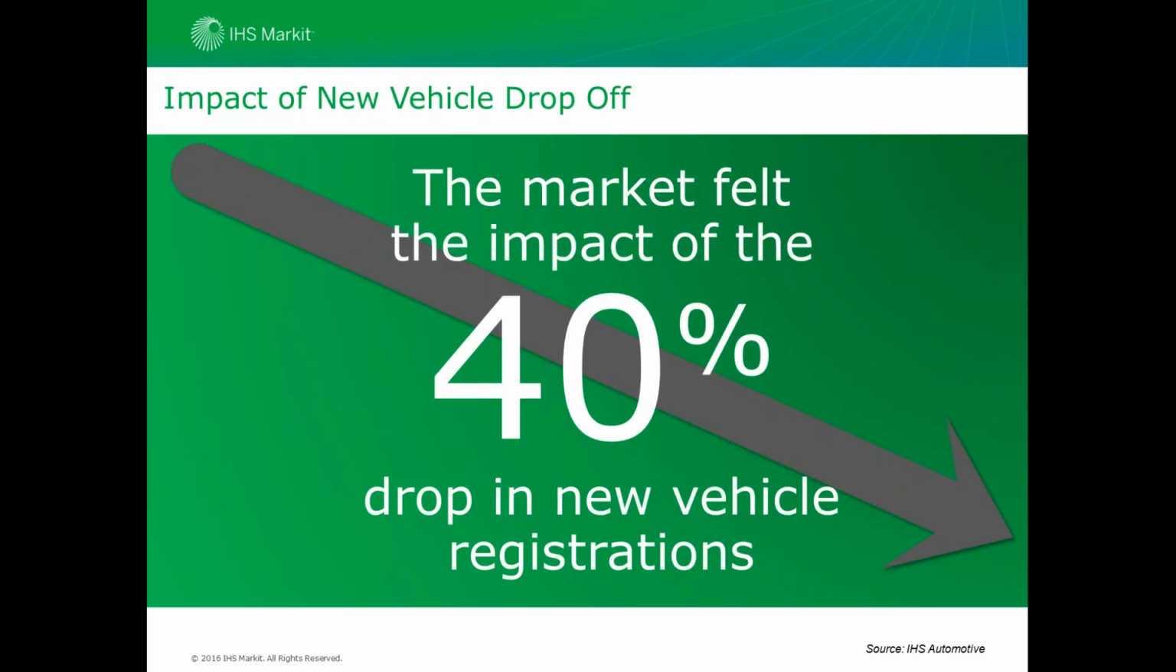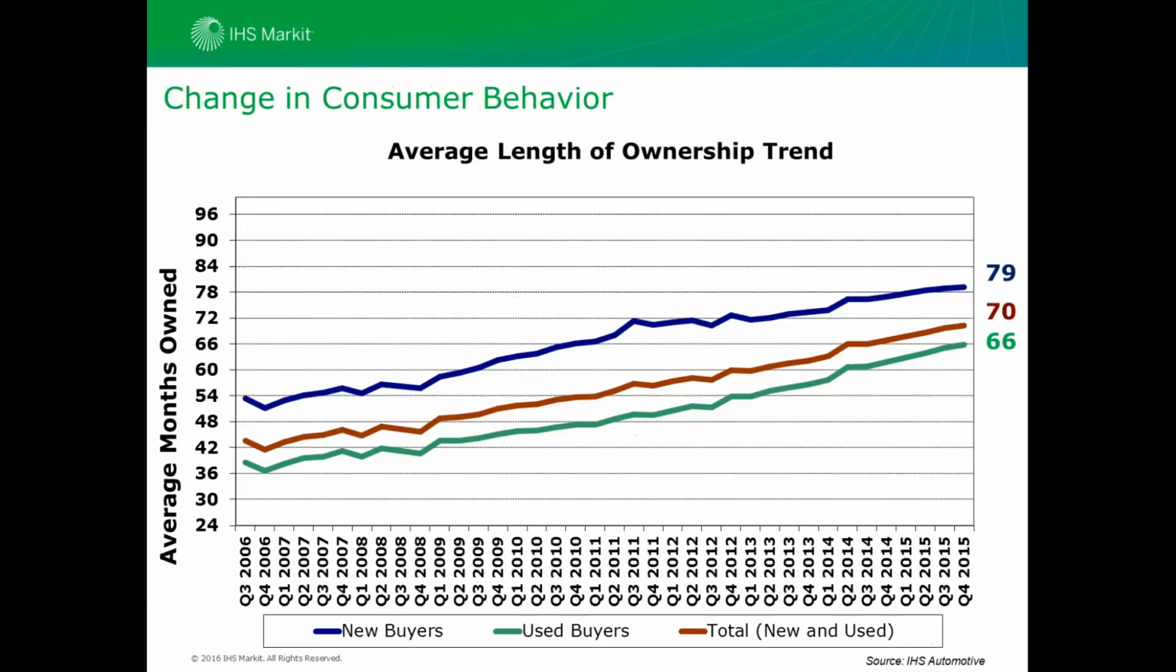Fewer light vehicle sales, people hanging on to their vehicle longer, like we said, all driving the average age up and accelerating the increase of that average age over that time period. Now, it's not just the fewer light vehicle sales. We're actually seeing changes in consumer behavior as well.